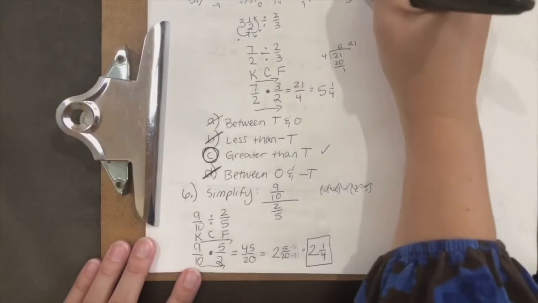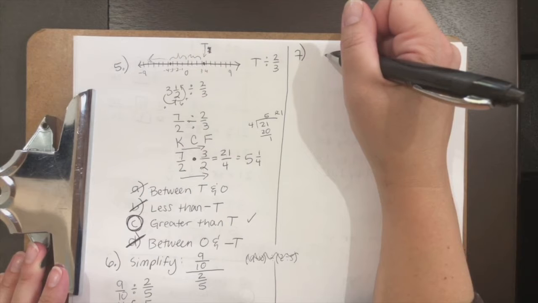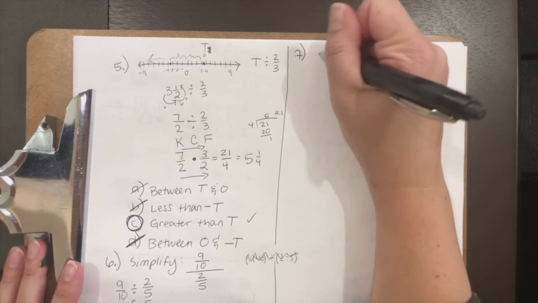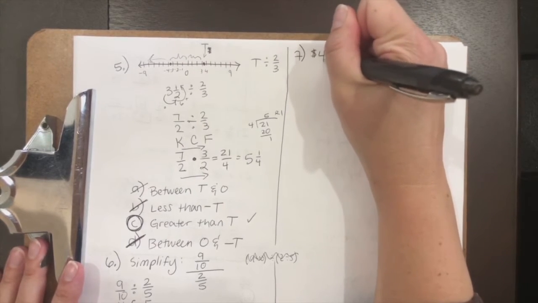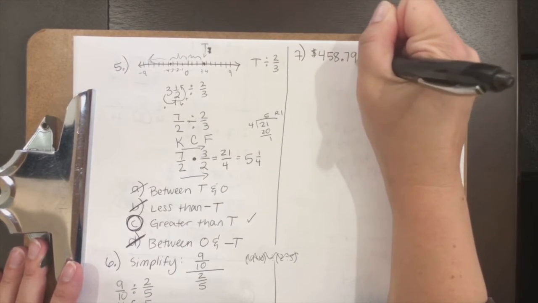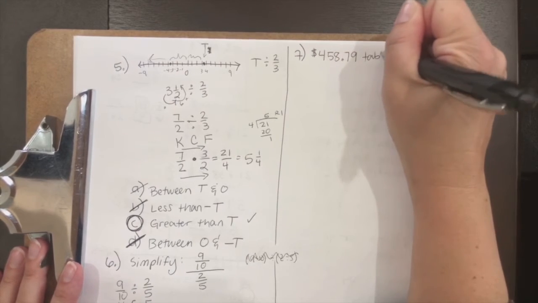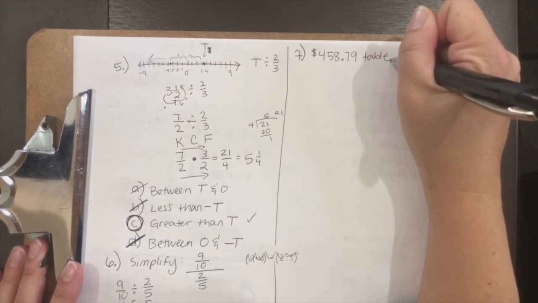All right, number 7. Carrie purchased a table for $458.79 and 8 chairs, so a table and 8 chairs. Each chair cost $82.59.